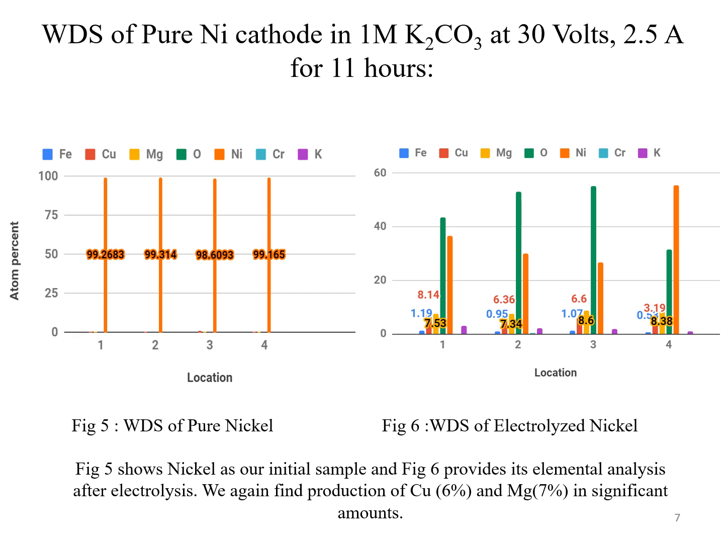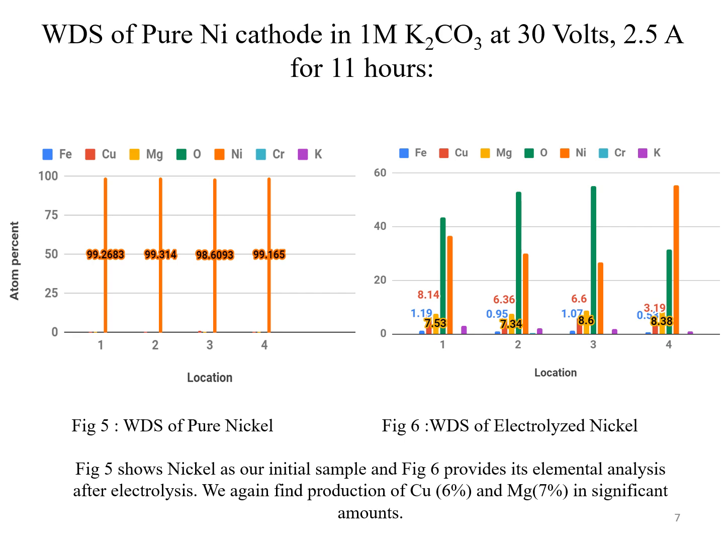In this slide, we show the WDS analysis of the pure nickel sample which was discussed in the previous slide. Figure 5 on the left hand side shows the WDS data of the pure nickel, and figure 6 on the right hand side shows the WDS data of the electrolyzed nickel. Again, on comparing figure 5 and figure 6, we find that copper and magnesium have been produced in significant amounts.